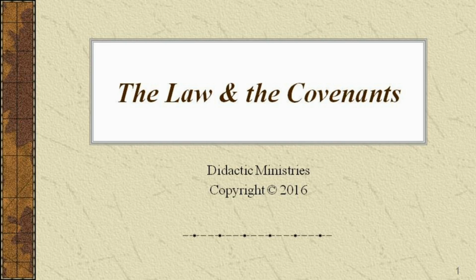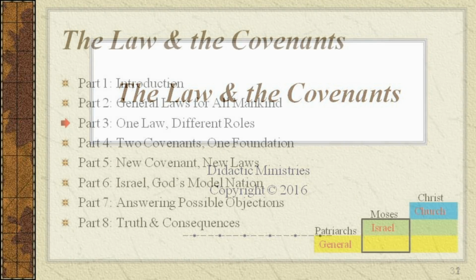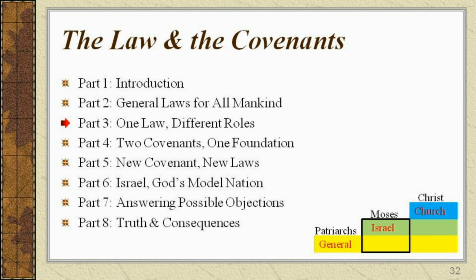This is part 3 of our 8-part series on the Law and the Covenants. In part 1, we proposed a general theological framework and summarized this into 4 main points, which we will explain throughout this series. In part 2, we reviewed several examples of general laws that God gave to humanity from the time of Adam until the establishment of the Old Covenant.